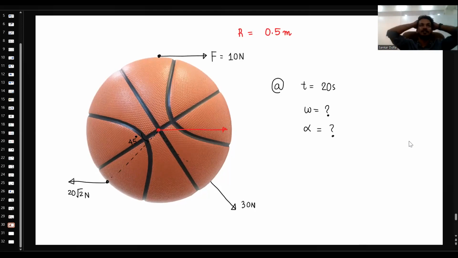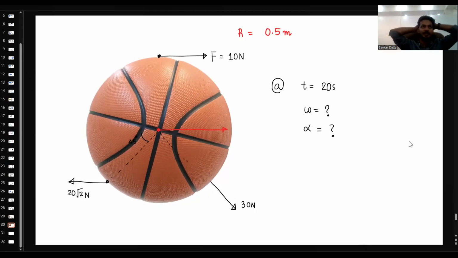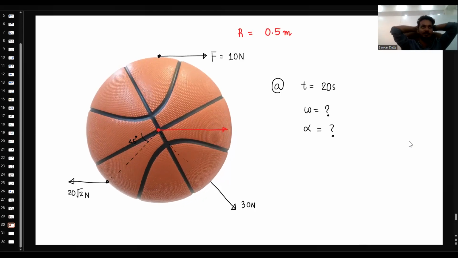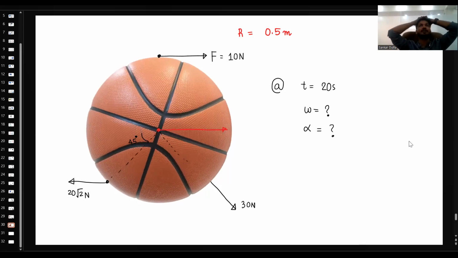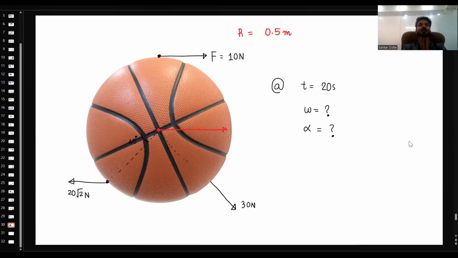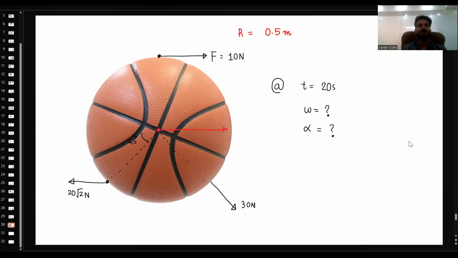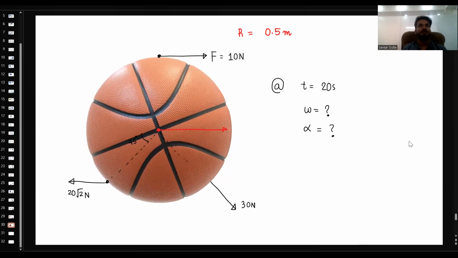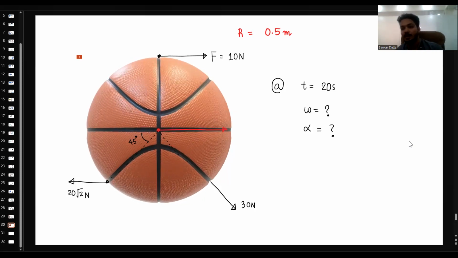So guys, find me after 20 seconds, what is going to be the value of omega and alpha? I hope you're able to understand the question, guys.